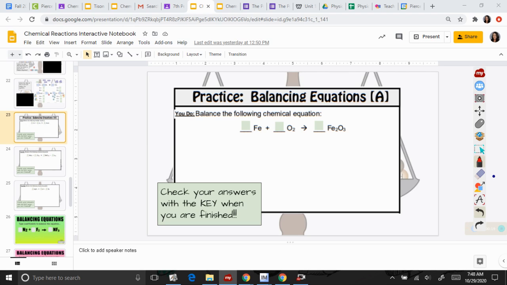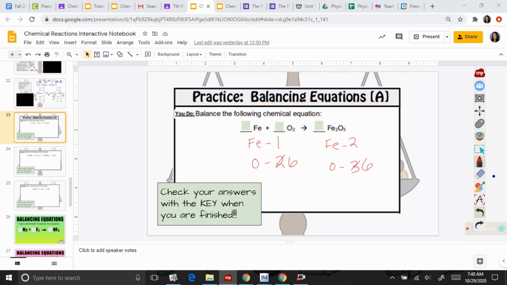So right here, we see the way to balance is we have Fe and we have O on this side. We have one Fe, two O's. Over here we have two Fe's and three O's. These are together, so this two and three might be complicated, so we find the least common denominator, which is two and three, that's six. So I'm gonna make both of them six.